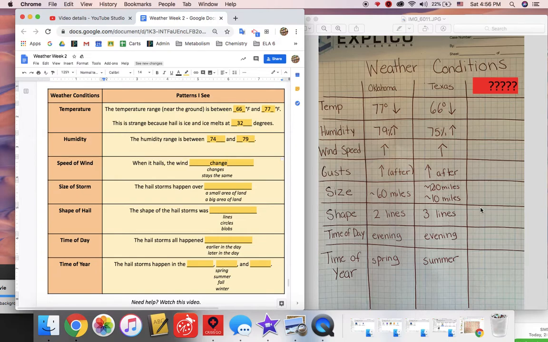See what you notice about the shapes. Do they tend to be lines or circles? What about the time of day? Do they tend to happen in the evening or earlier in the day? And then what seasons are you noticing that hail happens during?